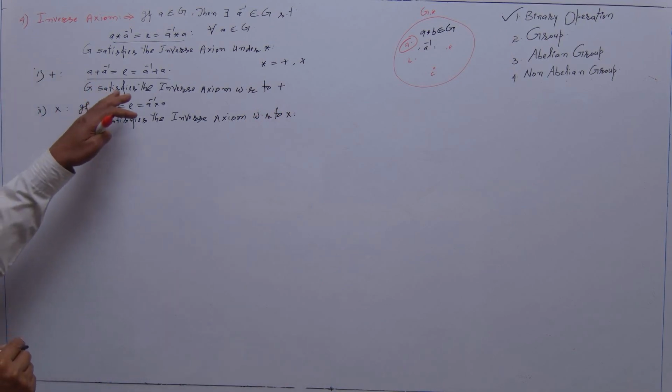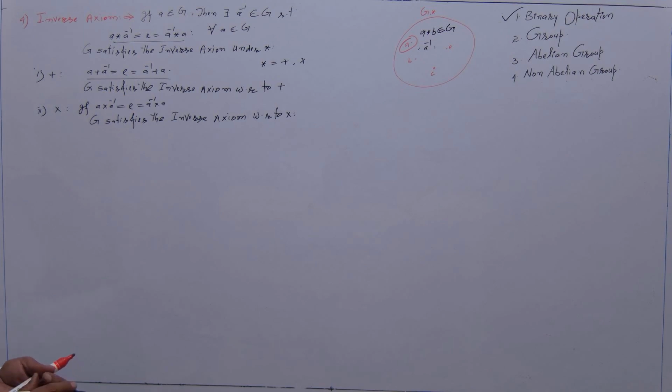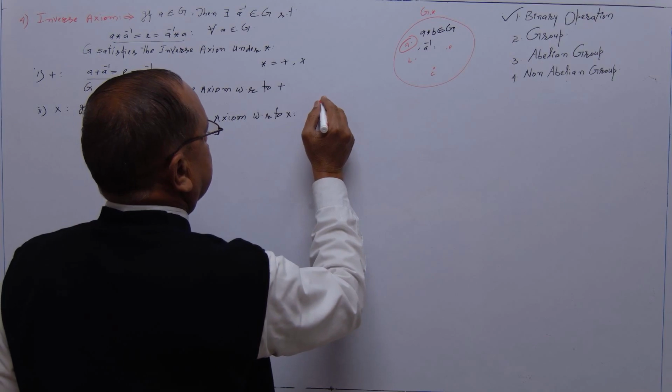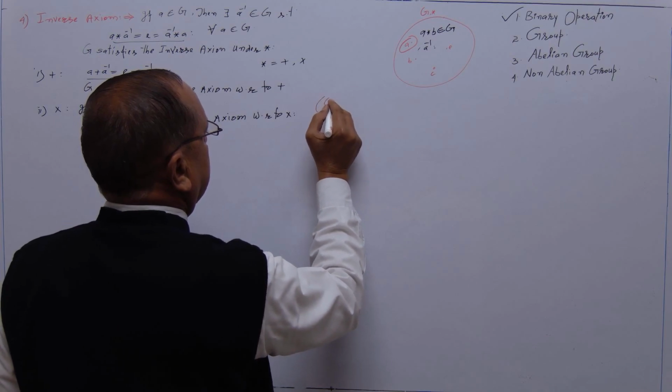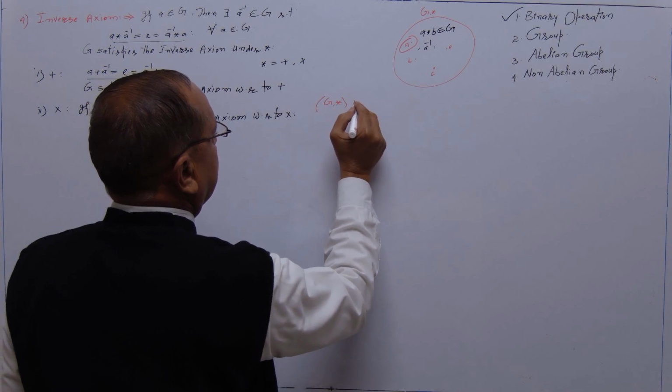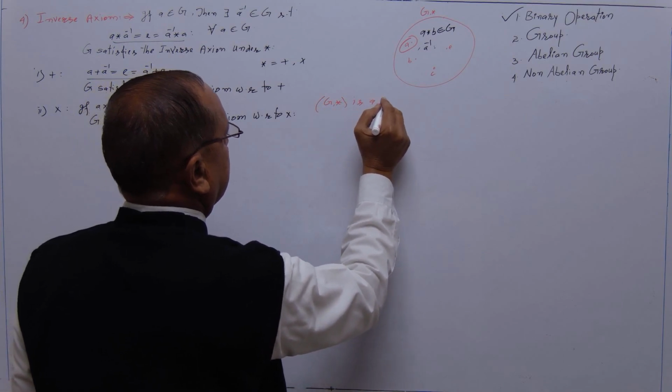If these four axioms are satisfied, then this set G with binary operation star is a group.